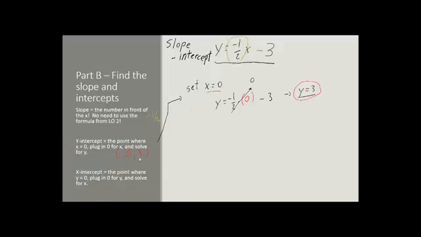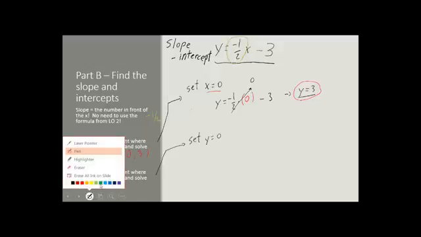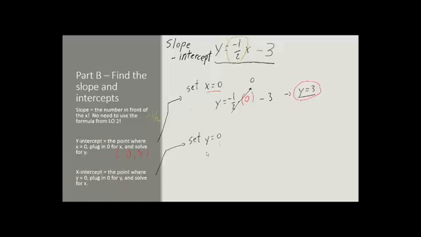Now let's move on to the x-intercept. This one's going to take a little bit more algebra than the last one. We're going to set y equal to 0 if we want the x-intercept. So everywhere we see y, we now put 0. I'll write that in blue. So our equation now looks like this: 0 equals everything else, negative 1/2 x minus 3.